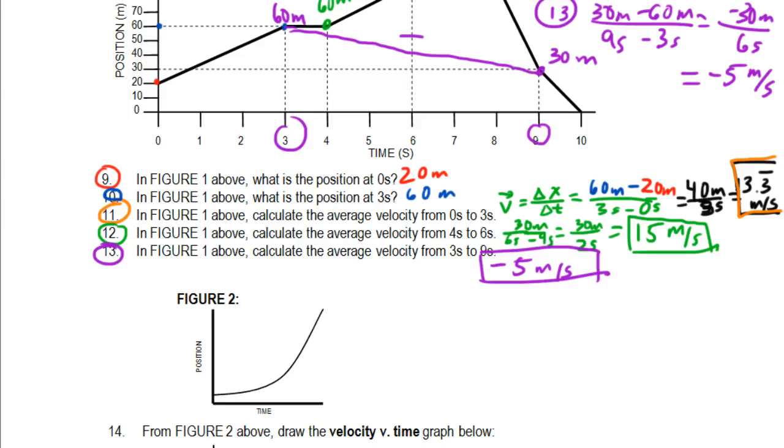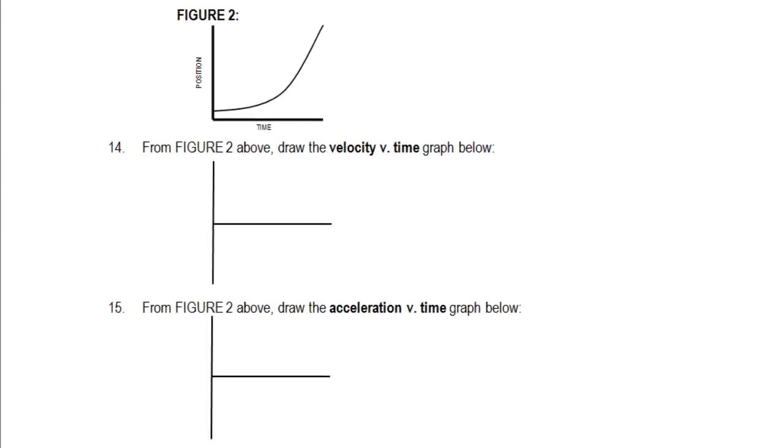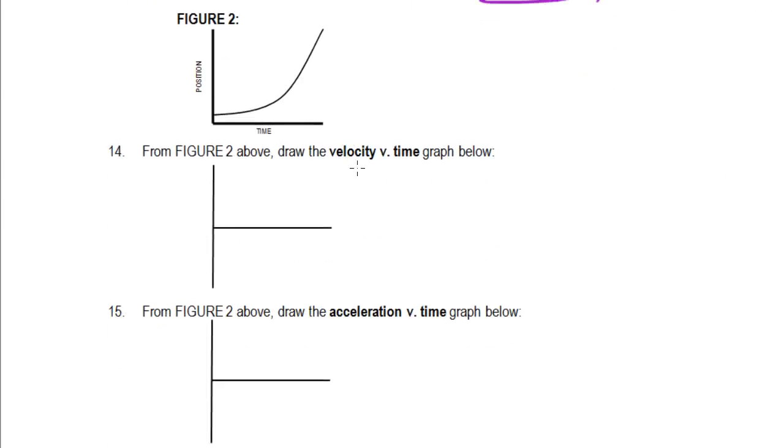Moving on. Figure 2. Ooh, look, I like these. From figure 2, draw the velocity versus time graph. So again, this is position versus time. So this is what I like to do for these. This is a positive slope, so this is positive motion. This is shallow, so it's slow. This is steep, so it's fast. And obviously it's changing. Okay, changing velocity.